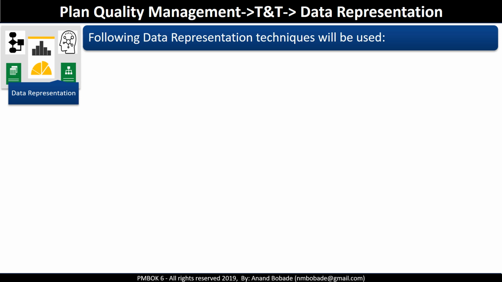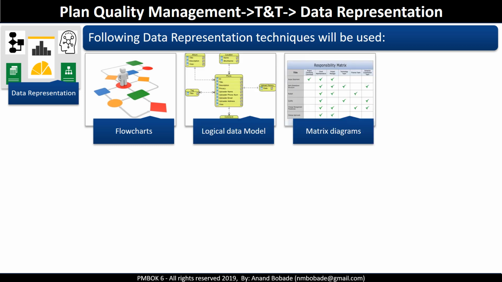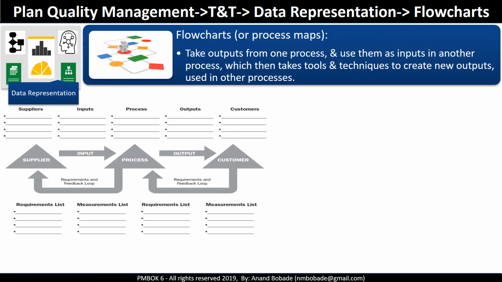Data representation. Following data representation techniques can be used: flowcharts, logical data model, matrix diagram, mind mapping. Flowcharts, also called process maps. It's like the 49 project management processes. Output from one or more processes are used as input in another process, which then apply tools and techniques to create new outputs. Again, these outputs are used as input in other processes.